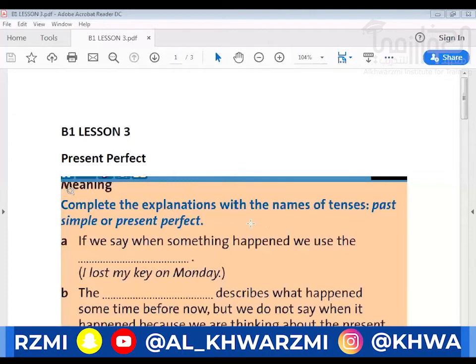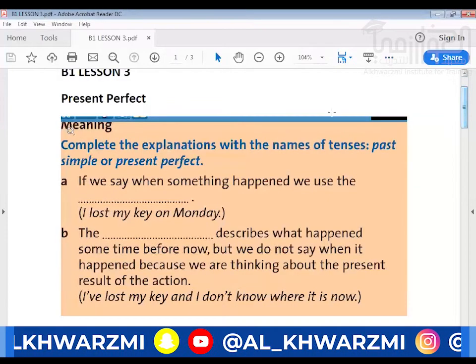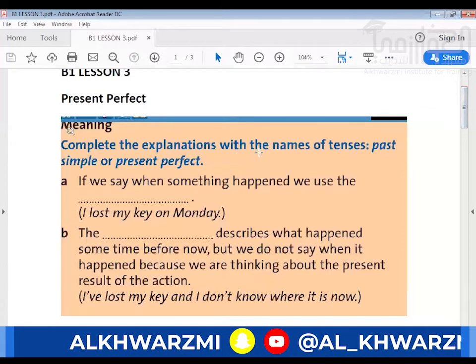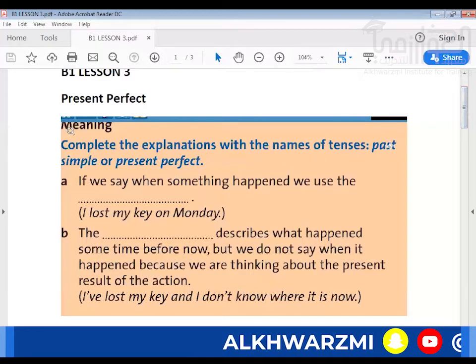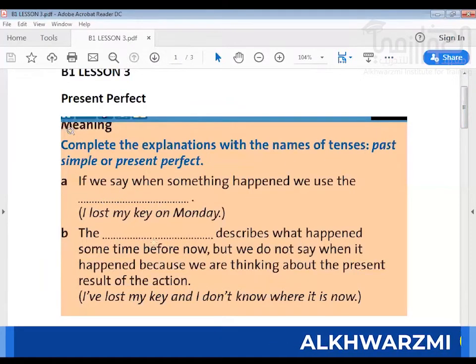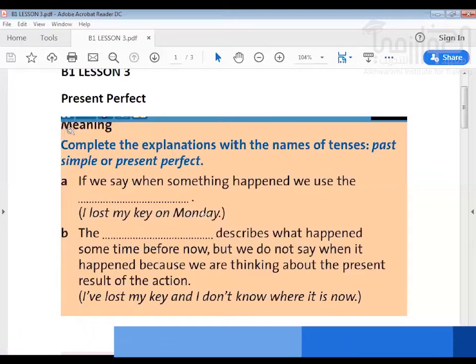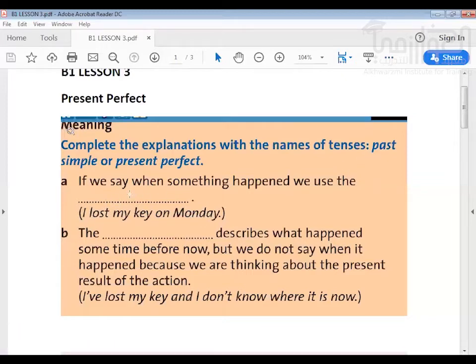Now, what is the present perfect? Let's first complete this explanation. Complete the explanations with the names of tenses, past simple or present perfect. So we are going to write the past simple and the present perfect in the spaces given here. We have an example here. I lost my key on Monday. So what tense do you think this should be? Past simple, Madi Basit, or present perfect, Mudari Atam?